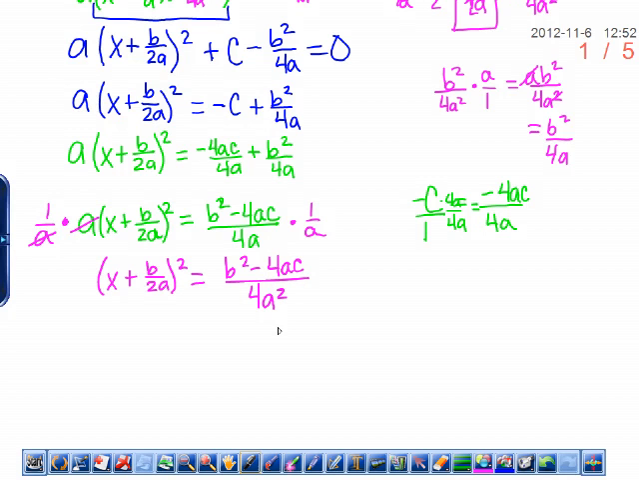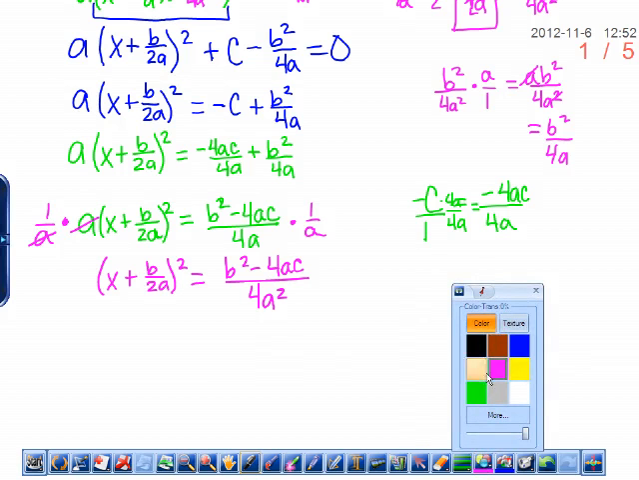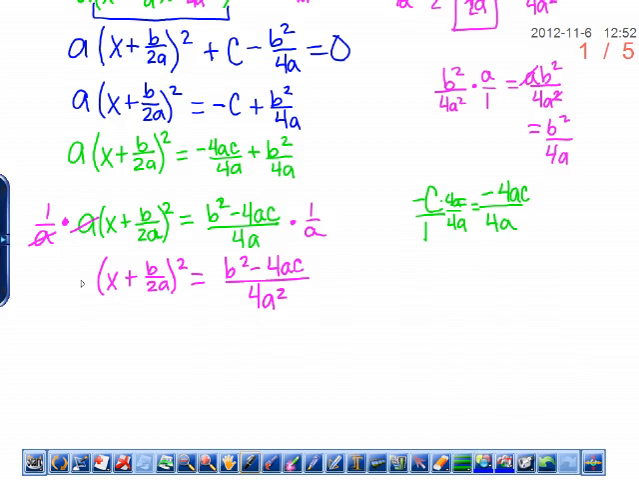Now you do. Okay, we okay? All right, what are we going to do next? Yeah, let's square root. So when I take the square root of the left side, I'm going to get x plus b over 2a equals plus or minus the square root of b squared minus 4ac over 4a squared.